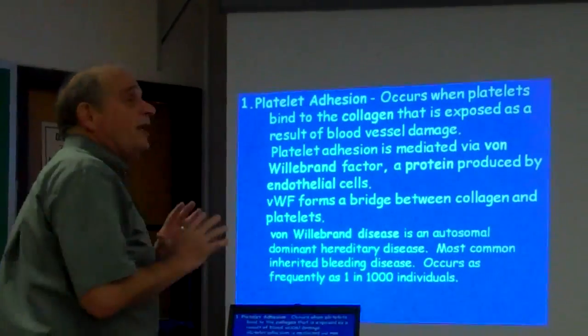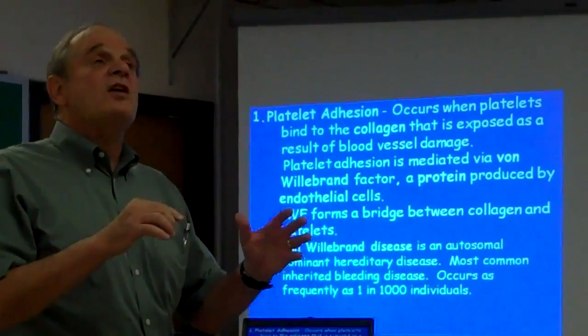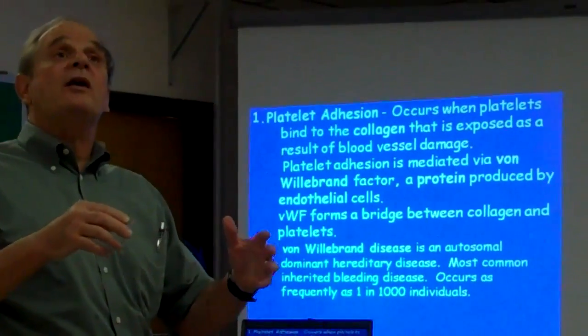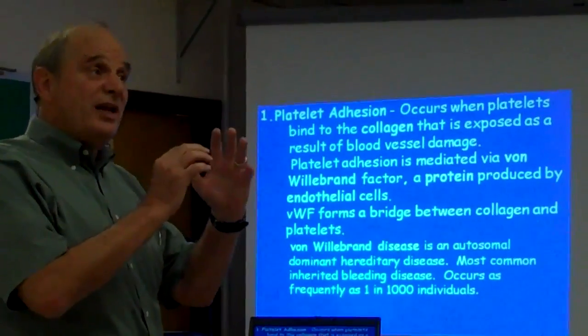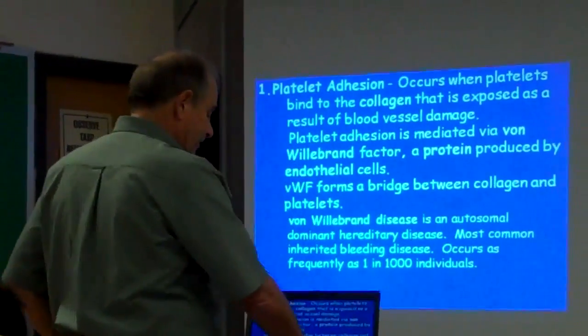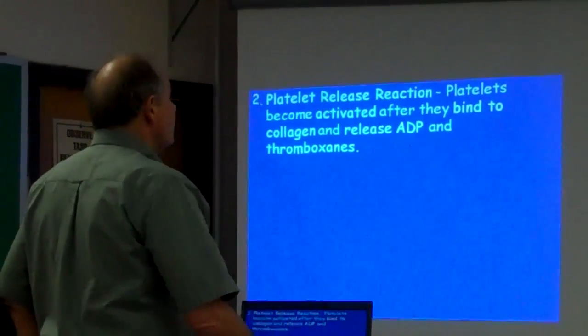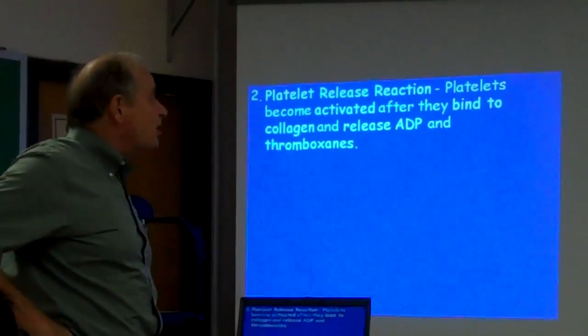All right, so anyway, platelet adhesion. What causes adhesion? The von Willebrand factor. What is the von Willebrand factor? A protein produced by what? Endothelial cells, and it allows platelets to adhere to the endothelial lining. And then release: platelets become activated when they bind to collagen.